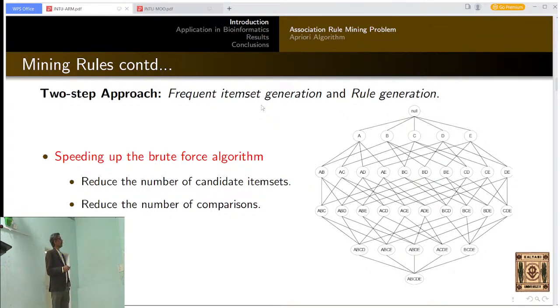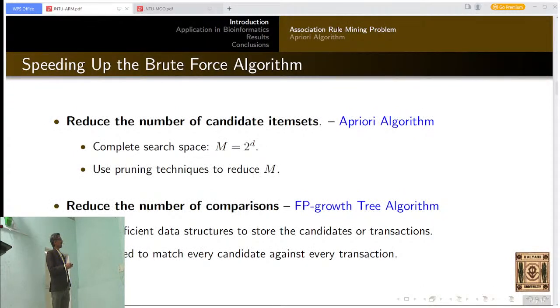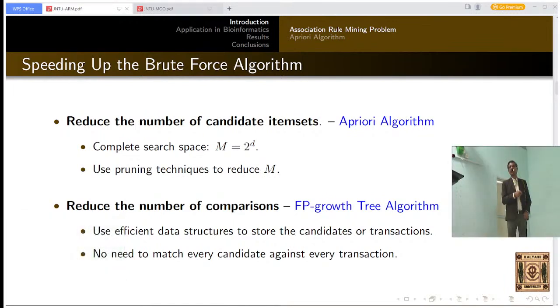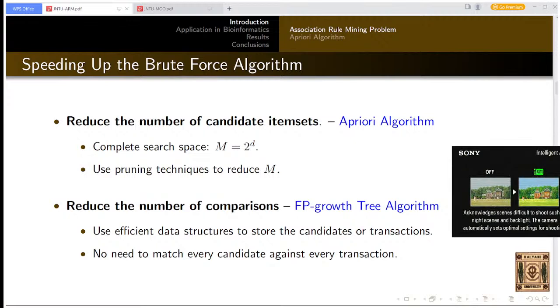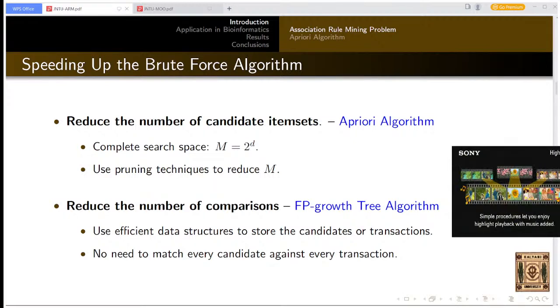Actually there are many algorithms for association rule mining. The first and pioneering algorithm was called the Apriori algorithm. This was published in Agarwal's paper in 93. So here, although the search space is exponential, 2 to the power d for d items, it can be reduced by pruning the search space to a much smaller, manageable size.